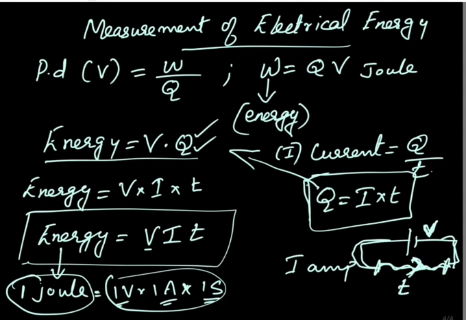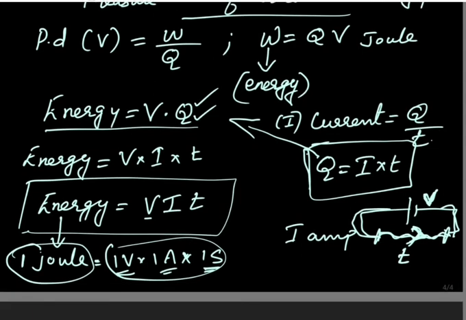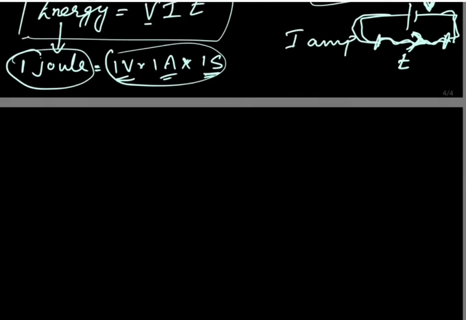Okay, so 1 joule of energy will be there for the electrical current if 1 ampere of current is flowing through a conductor for 1 second when we are applying a voltage of 1 volt. So that is the expression for electrical energy in terms of voltage and current. Now we can have more expressions from Ohm's law.